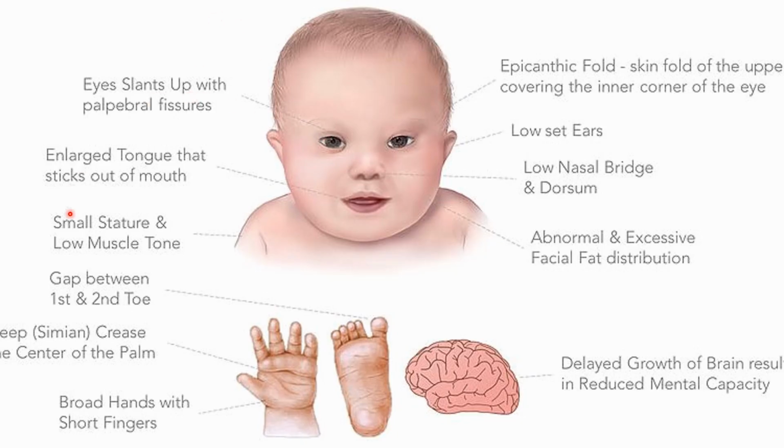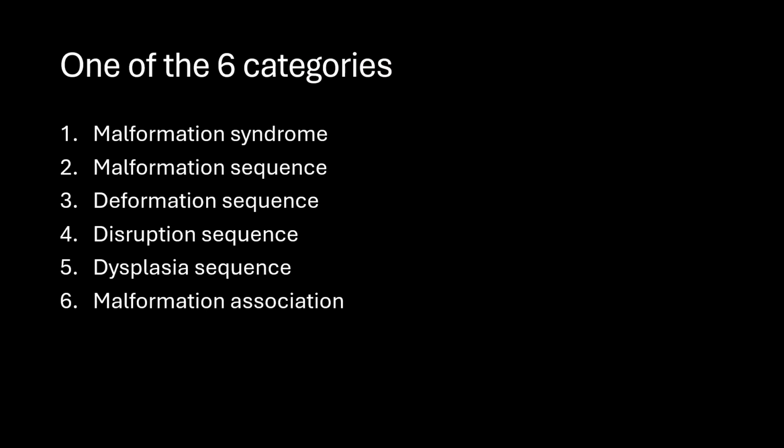So you can see there is a myriad of features in Down syndrome, but those cannot be explained by a single initiating morphological defect. The problem is a single cause, most likely in this case trisomy 21. So this is a syndrome. After gathering all the information and after asking those three basic questions, we have to classify any baby with dysmorphic features into one of these six categories. What are the six categories? Malformation syndrome, malformation sequence, deformation sequence, disruption sequence, dysplasia sequence, and malformation association.